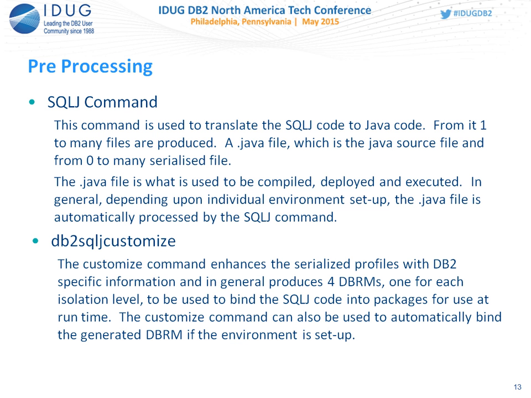You then use the second command, DB2 SQLJ Customize, and it will create serialized files, which in effect are like the DBRMs. And you'll get one per isolation level.